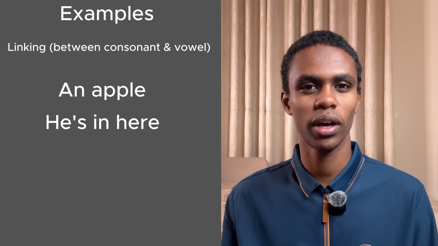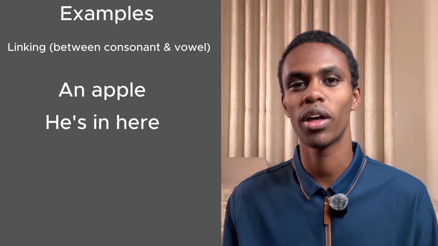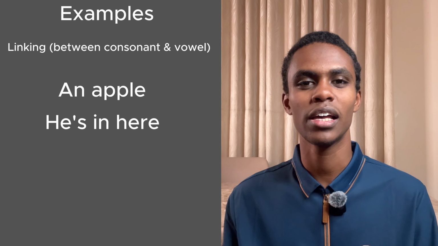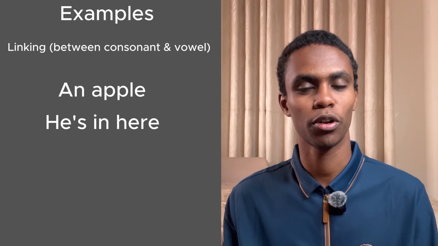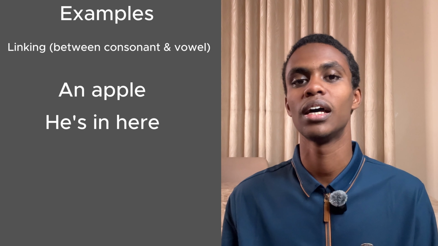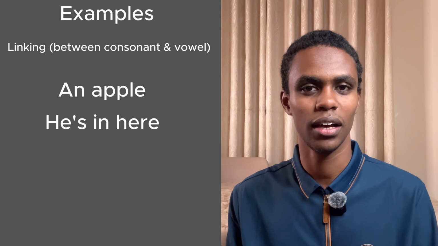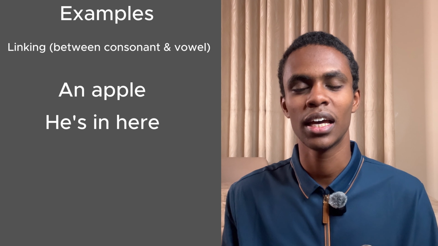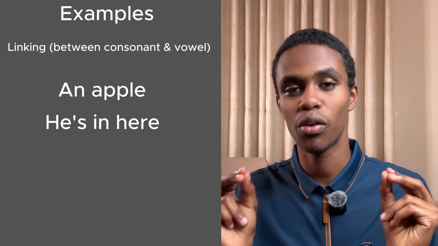Okay, now let's go to examples of connected speech. There are different categories of connected speech. The first one is linking, and this is when a word ends with a consonant sound and then is followed by another word that begins with a vowel sound. What we do here is that we connect the consonant sound to the vowel sound. So, for example, "an apple" becomes "anapple." "He's in here" becomes "he-zin here." So that is linking, connecting the last consonant sound of one word to the vowel sound that begins the next word.